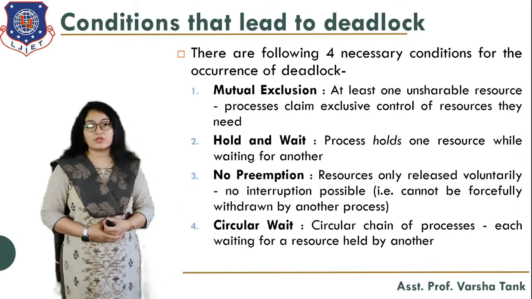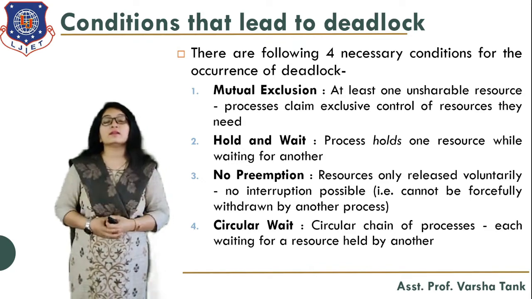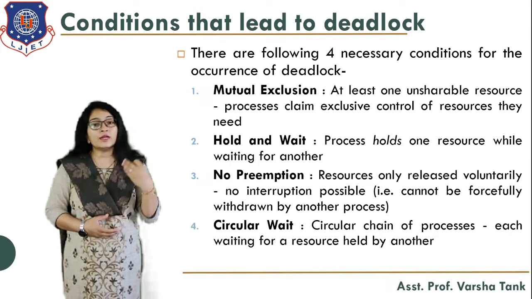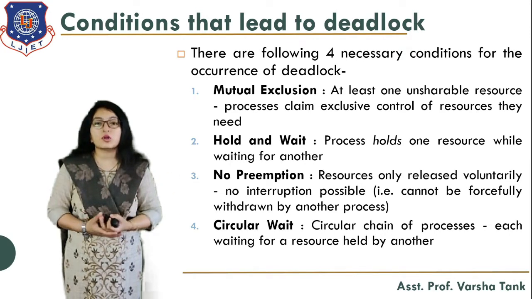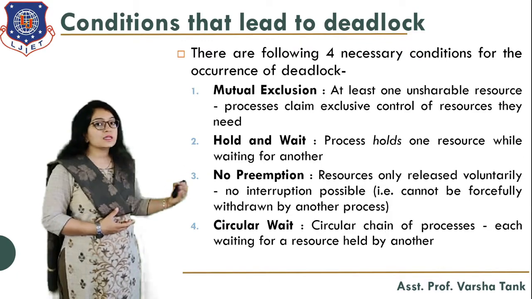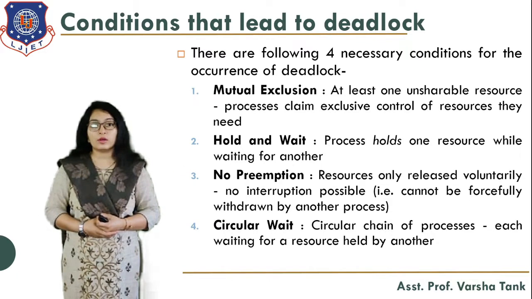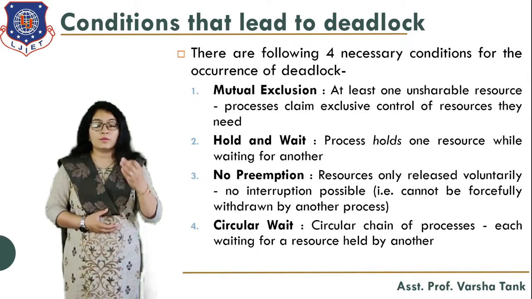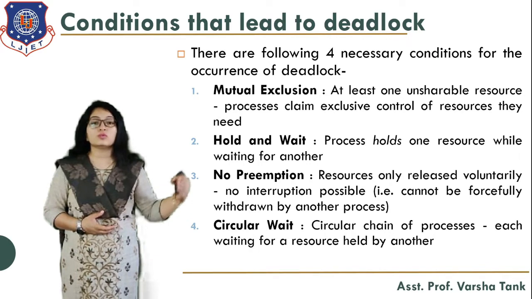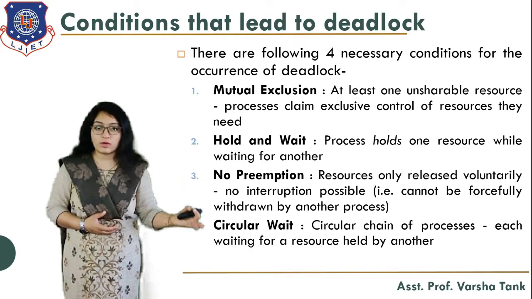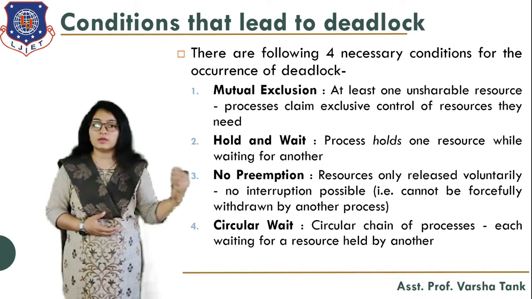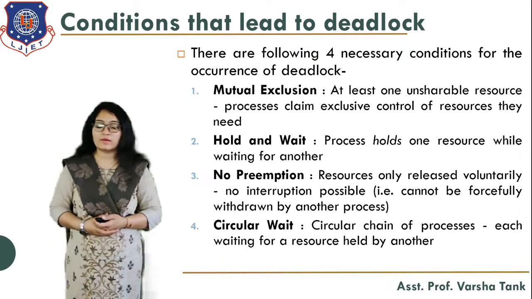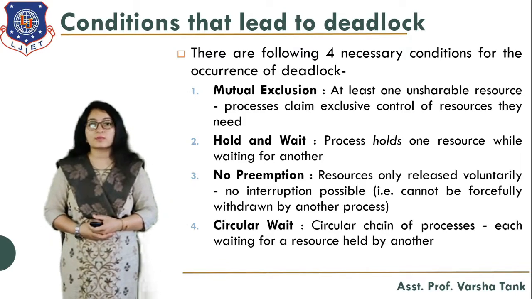Then next is no preemption. That means a resource is only released voluntarily. That means no interruption is possible. For example, you cannot forcefully take away the resources from the processes. So that is no preemption. Then next is circular wait. Circular wait means there is a circular chain of processes. Process 1 is waiting for the resource R1, then process 2 is waiting for the resource R3, etc. So that is the circular wait, which we will see in detail. So now let's start.